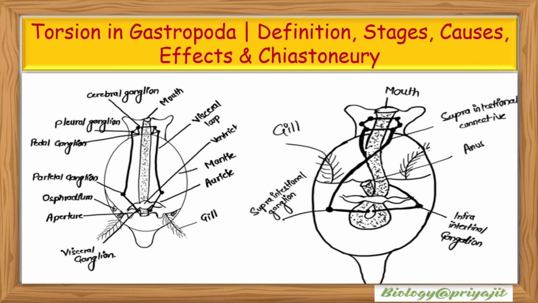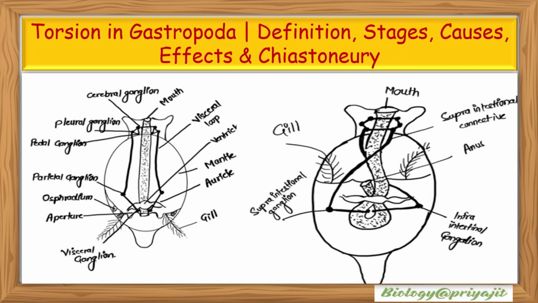In this class, we will study today one of the most unique and fascinating developmental stages in the mollusks, that is torsion in Gastropoda. We will clearly understand its definition, the two stages of torsion, the mechanism and causes, and the major effects on organ systems, especially the nervous system, leading to Chiastoneury.